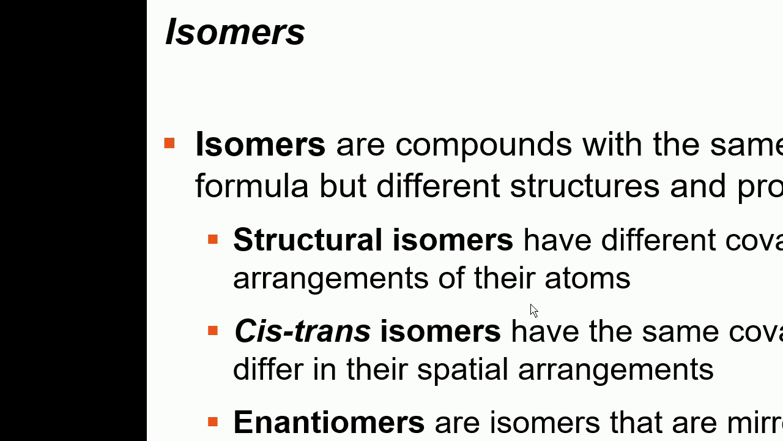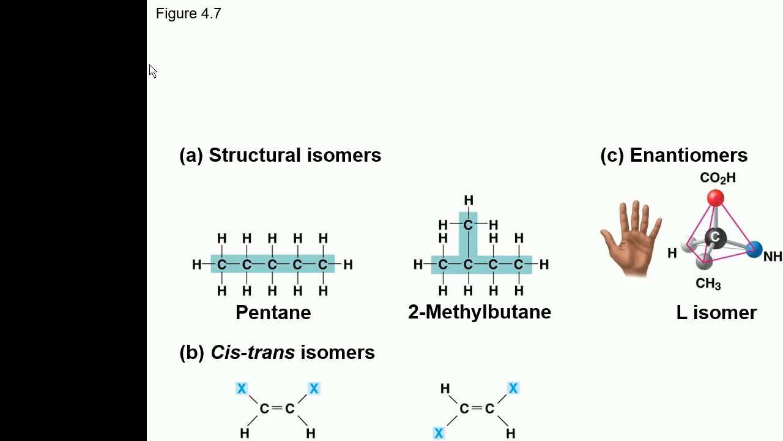So the isomers are those compounds which have the same molecular formula, but because they have a different structure, they have different properties. Now under the isomers, there are different kinds of isomers: structure isomers, cis and trans isomers, and enantiomers. Structure isomers have different covalent arrangements of the atoms. Cis and trans isomers have double bonds, and if some functional group is on the same side, it's called a cis isomer, and if the functional groups are on opposite sides, they're called trans isomers. And enantiomers are the mirror images of each other.